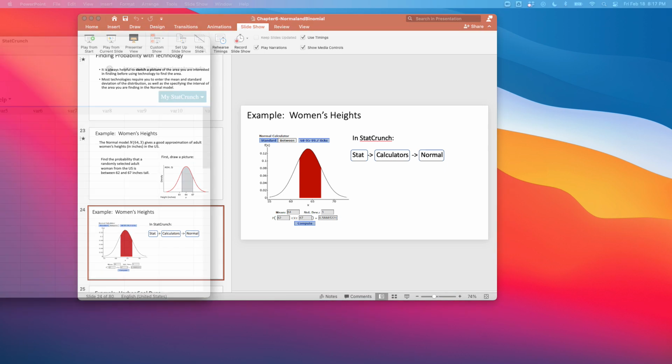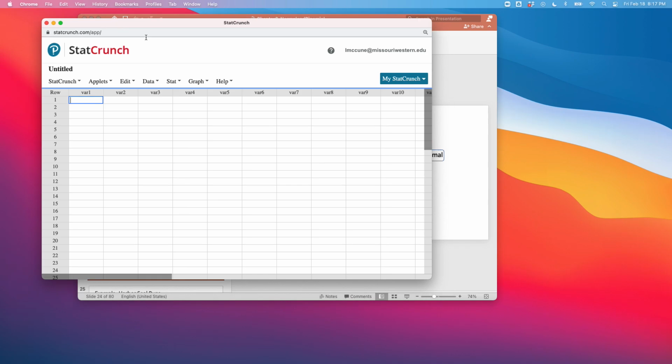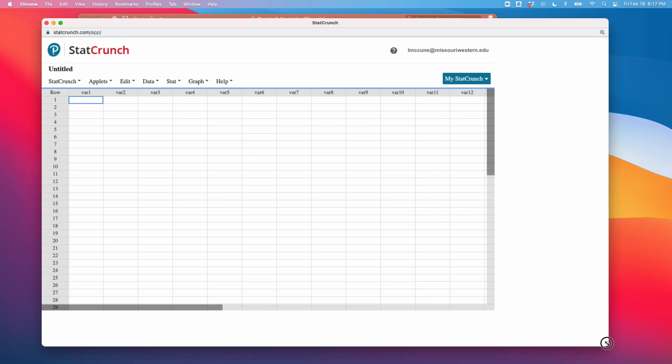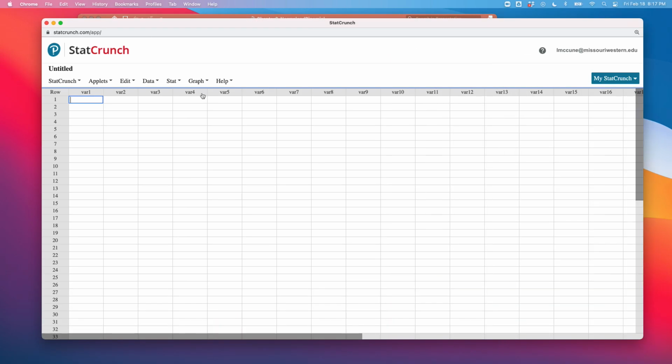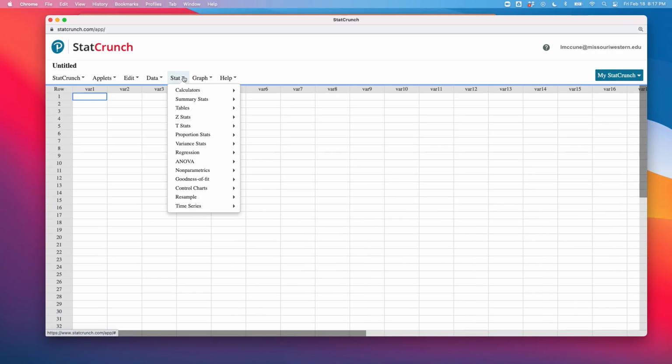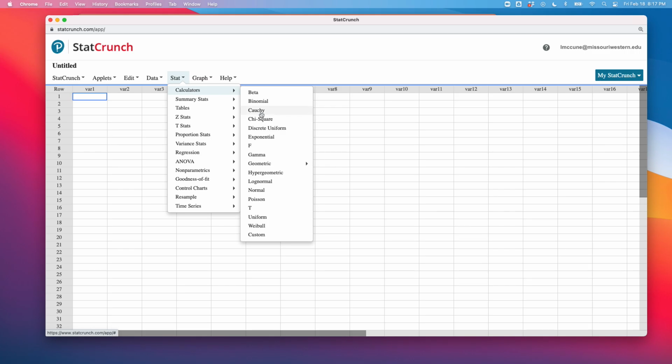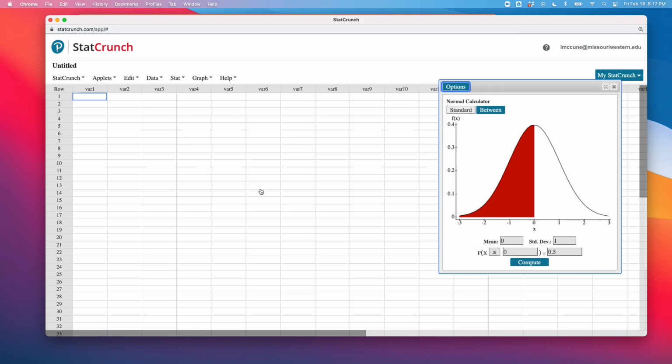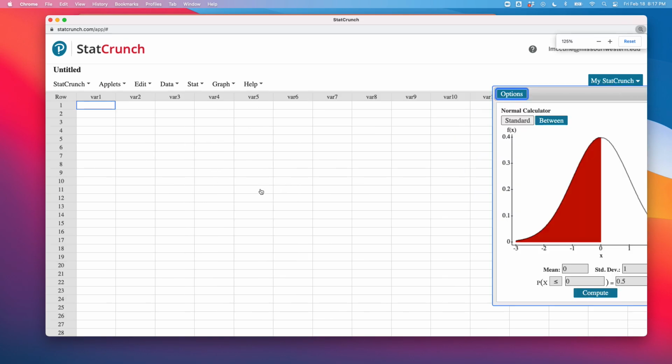There it is. All right, so here is StatCrunch. Let me make it a little bit bigger. And so remember we said we're going to go Stat, Calculators, and then Normal. So Stat, Calculators, and there are lots of options. We want the normal calculator. I'm going to go ahead and make this a little bit bigger. There we go.